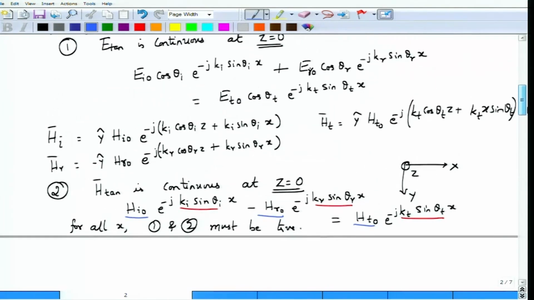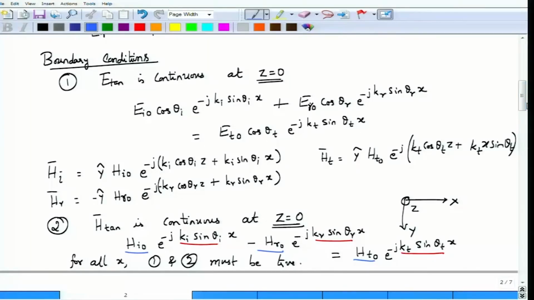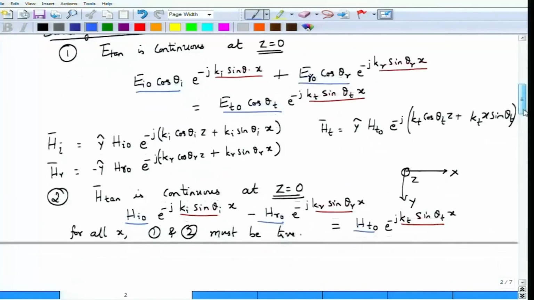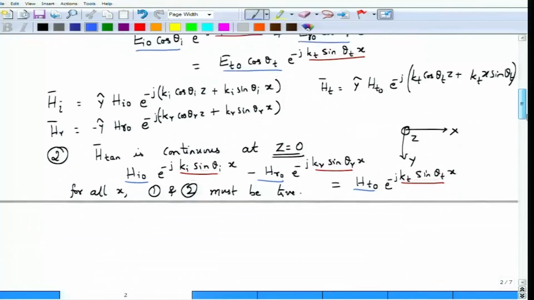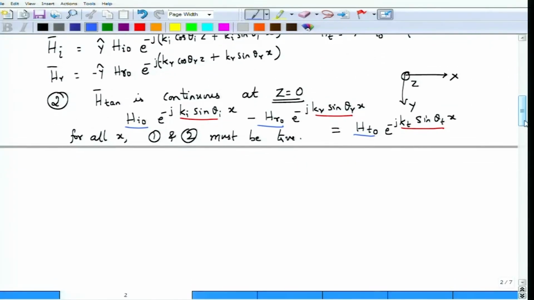Similarly, for the case of this electric field condition, the phase terms must all be equal, and the corresponding amplitude terms must also be equal. So E_i0 cos theta_i plus E_r0 cos theta_r must be equal to E_t0 cos theta_t. So you have these two phase conditions and these two corresponding amplitude conditions, so you can substitute them, and what you get is very interesting.